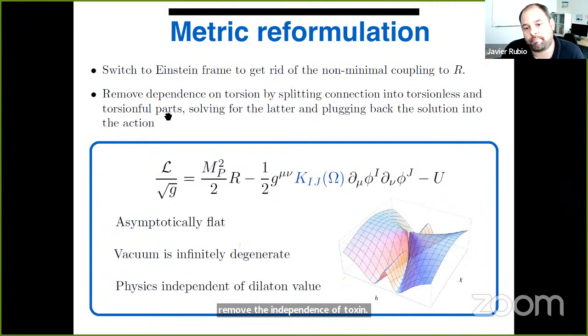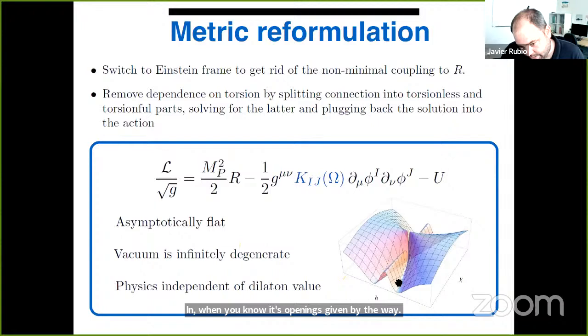Okay. By doing so, you obtain a metric formulation that contains, in the Einstein frame, a potential that is, as anticipated, asymptotically flat at large field values. So this region is the one that will allow for inflation, and it contains an infinitely degenerate vacuum manifold, whose opening is given by the alpha parameter. Now, of course, all the physics in this infinitely degenerate vacuum is independent of the dilaton.